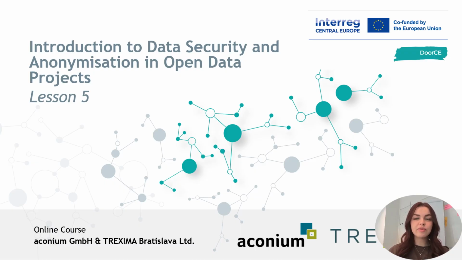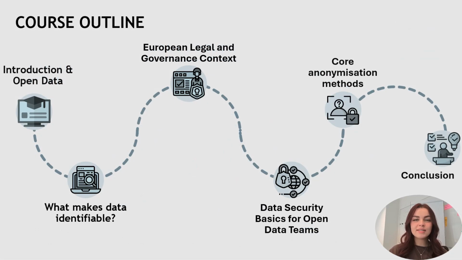In the previous lesson, we focused on data security basics for open data teams. This lesson now turns to the methods used to reduce identifiability in the dataset itself. This lesson sits after the security basics, because secure handling always comes first. Before a dataset is transformed, reviewed, or published, the raw and working versions need protection. But once the team is ready to prepare a release version, the key question changes. How can we reduce the risk that people remain identifiable?